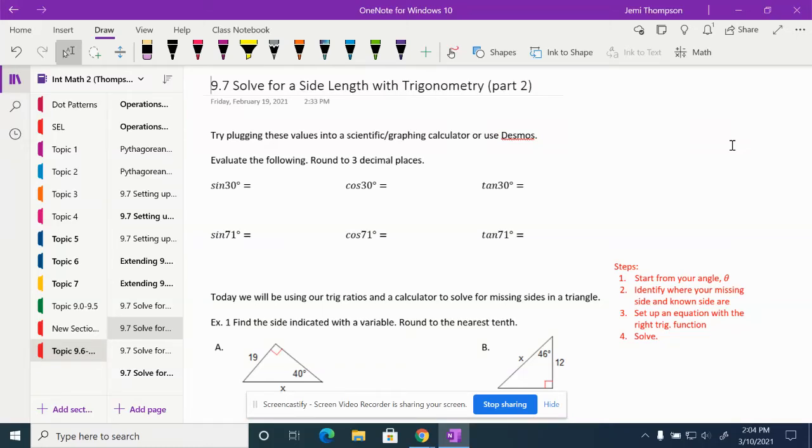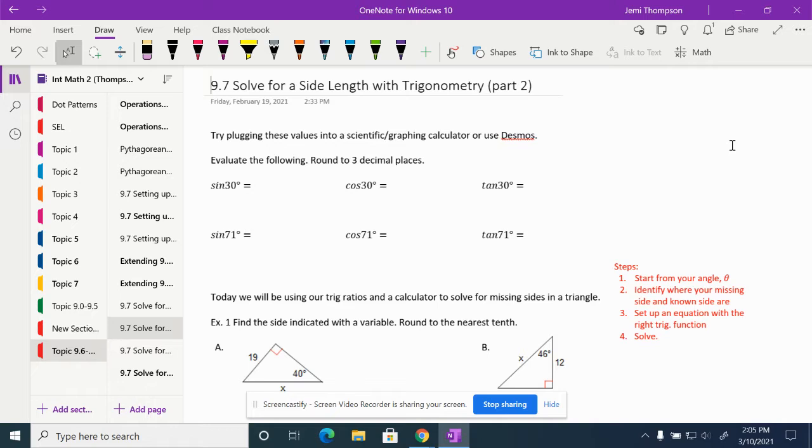Hello, welcome to what I'm calling part two of the 9.7 notes, which is solving for side lengths with trigonometry. We're going to start off with just making sure our calculators or other devices are calibrated and give a quick review on rounding to make sure everybody's on the same page here. So we're going to plug these values into our calculator. If you don't have a scientific or graphing calculator in front of you and you want to use one, go grab it. I'm going to be using Desmos in my example because it is readily available to everyone.